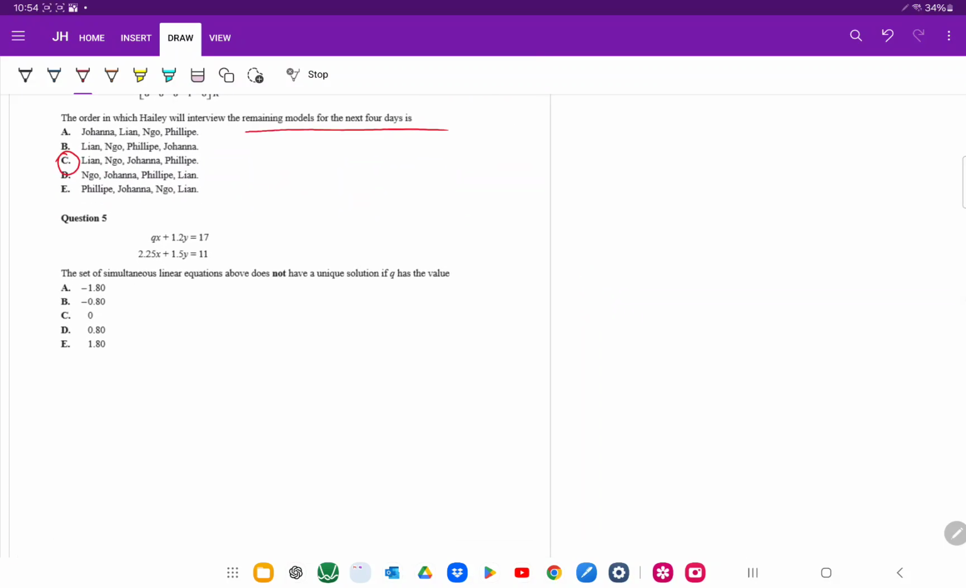Now, the next one says the set of linear equations does not have any unique solution if the value of Q has what? Not having a unique solution means that the determinant is equal to 0. So if we solve 2.25 is equal to 0, and if we solve for Q, we get 1.8.